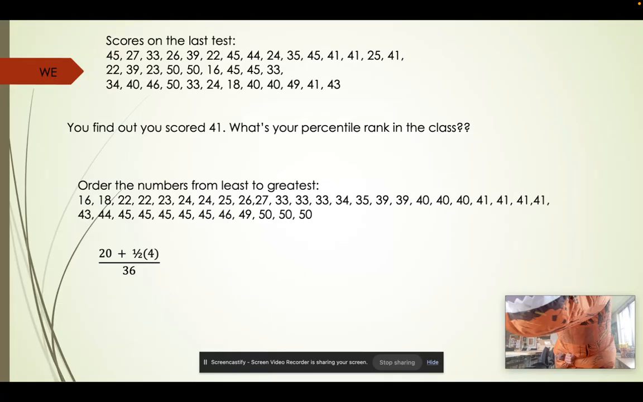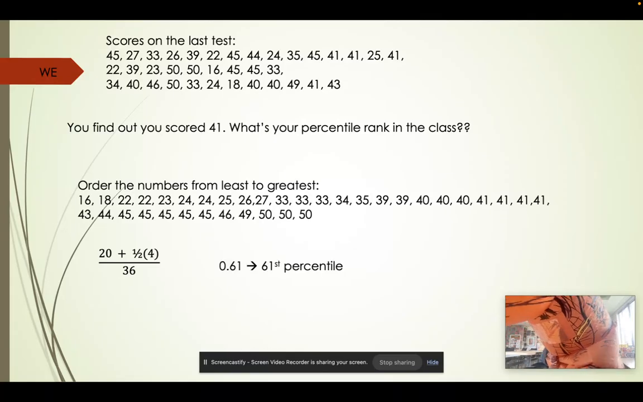Okay, and then there's 20 values in the set that are less than 41. There's 1, 2, 3, 4 41s, so it's going to be plus a half times 4, and then divided by the total number in the set, that's 36. And so you're going to get, when you do that calculation, 0.61, which is the 61st percentile.